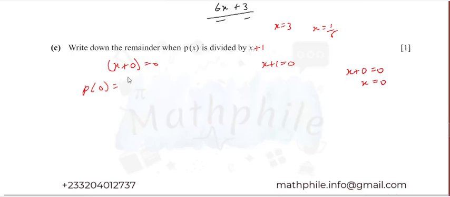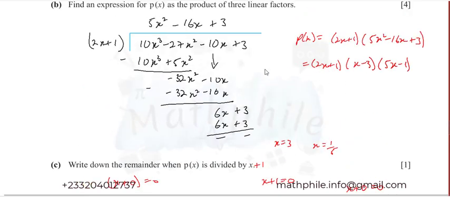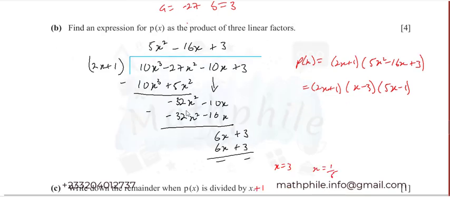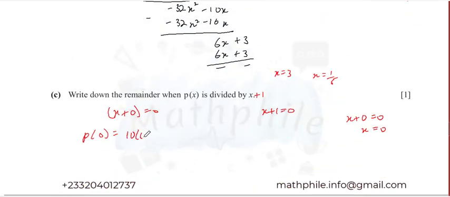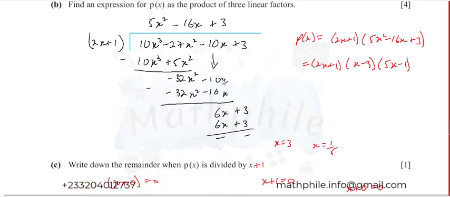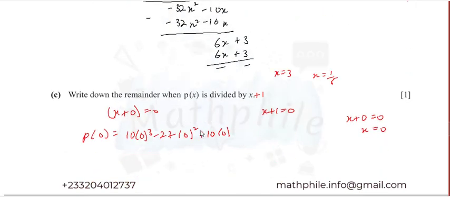So we're going to substitute 0 into the polynomial function and see the remainder. So there's going to be 10 of 0 cubed minus 27 of 0 squared minus 10 of 0 plus 3, instead. It doesn't really change anything, but let me change it.